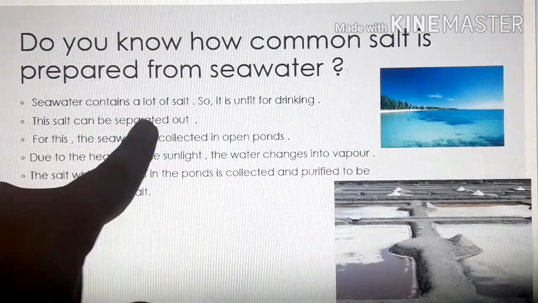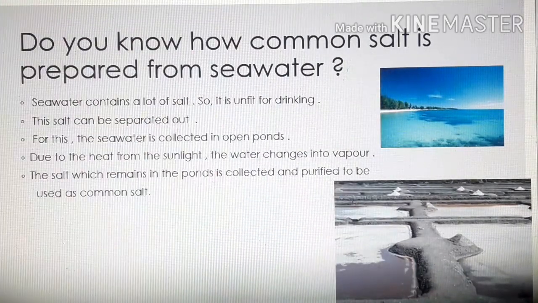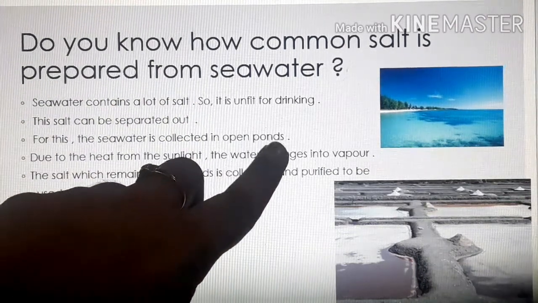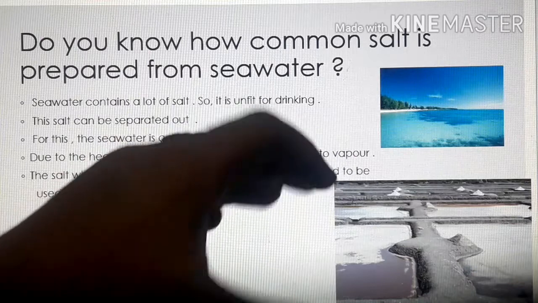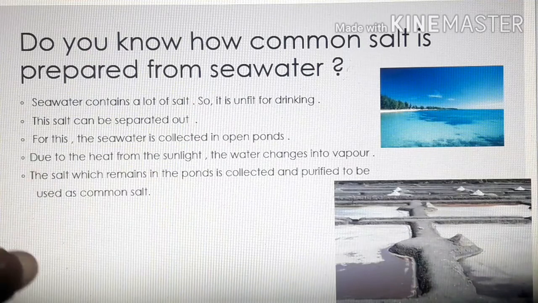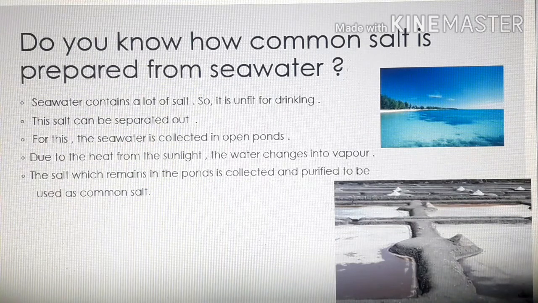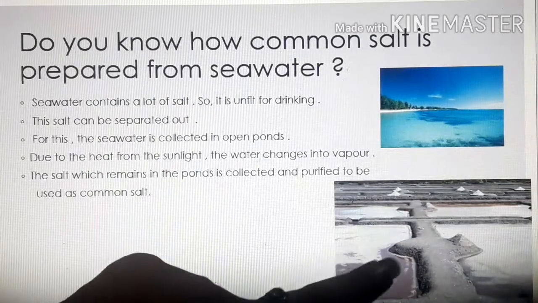Next, this salt can be separated out. The salt which is there in sea water can be separated out. How can it be separated out? Let's see, children. For this, the sea water is collected in open ponds. You can see this is how ponds are made. The sea water is collected in open ponds. Clear? This is how the salt is separated out from sea water.